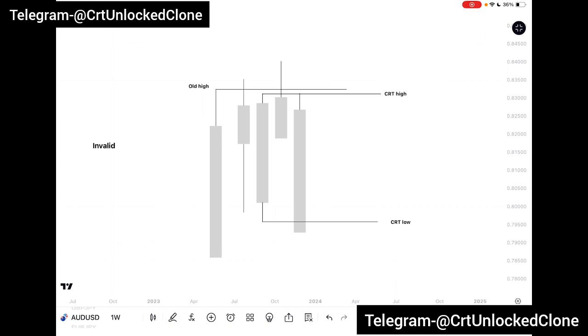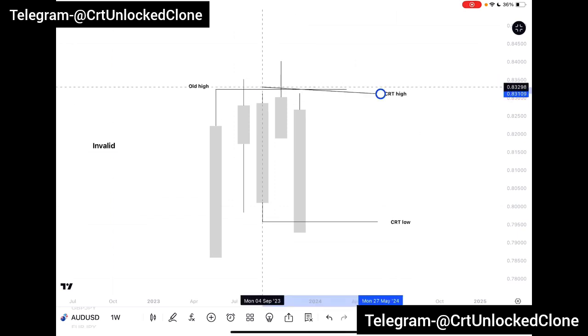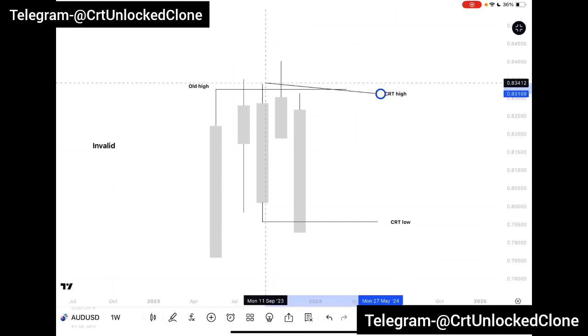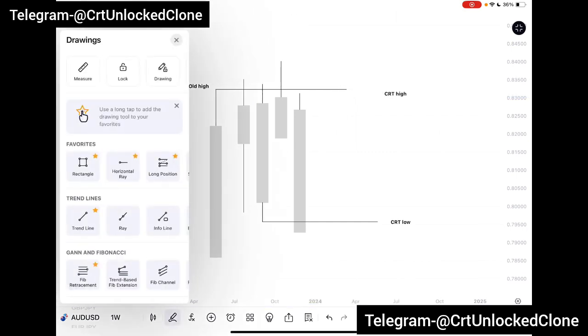Some of you may have a doubt, bro: sometimes even after the random candle, if the CRT candle purged, whether it will be valid or not. Even then it's not valid. I will show you guys. Now here, the CRT candle 2 purged the old high.